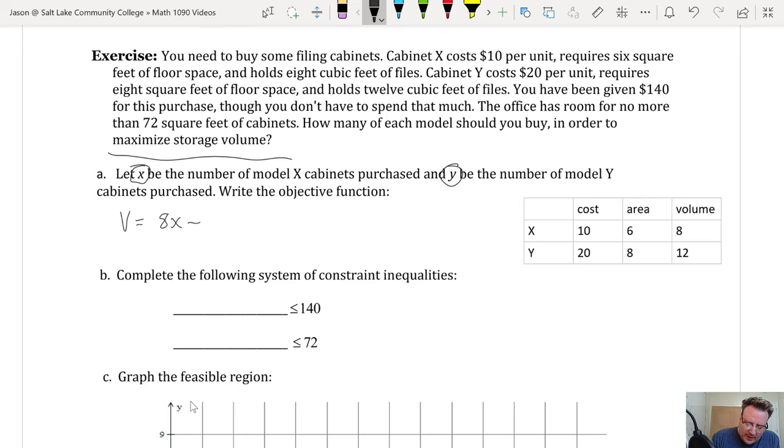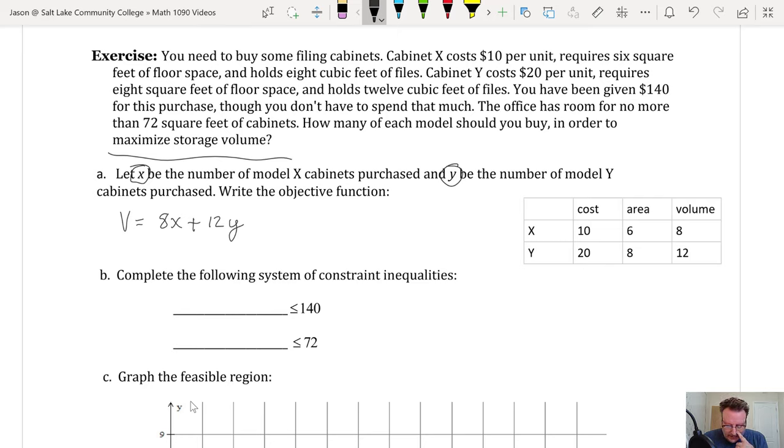And then to that I add 12 times y, because if I buy y of the model Y cabinets, each one gives me 12 cubic feet, so that will give me the total storage volume from the model Y cabinets. I sum them together and I get the total volume of storage from both types of cabinets. So there we go, there's the objective function.